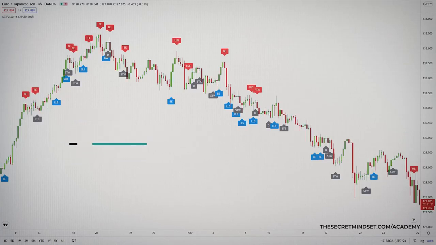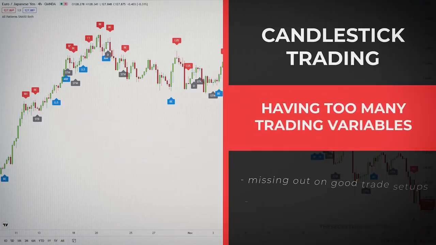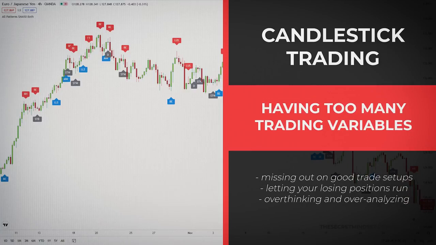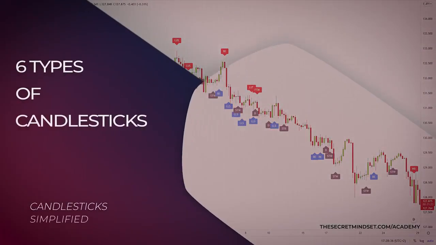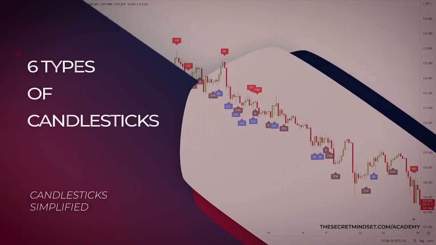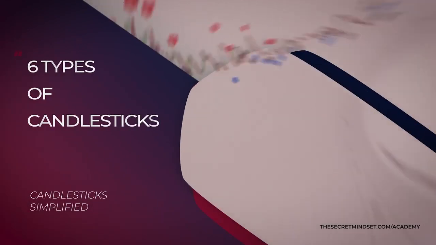You know what happens when you overcomplicate your analysis? You start missing out on good trading setups. You are letting your losing positions run. And in general, you are overthinking all the time. So let's simplify candlestick trading. Among the dozens of candlestick formations, there are 6 basic candlestick types.